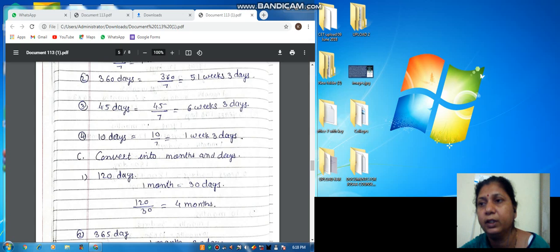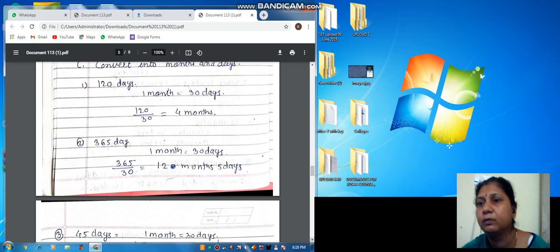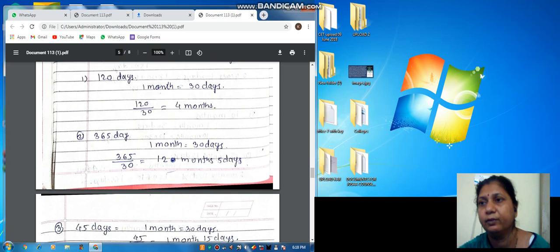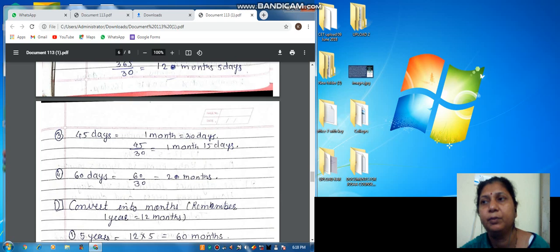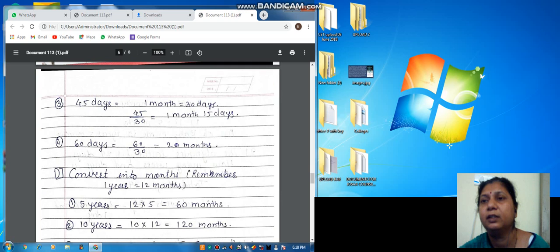Okay. Next. 365 days. So 1 month is equal to 30 days. So 365 divided by 30, we get 31s are 30 and 32s are 60. Okay. So 12 months and 5 days. Okay. 45 days. So 1 month is equal to 30 days. So 45 divided by 30 we get 1 month and this extra 15 days. Okay. And next, 60 days. So we have to divide 60 by 30. So 32s are 60, that is 2 months.